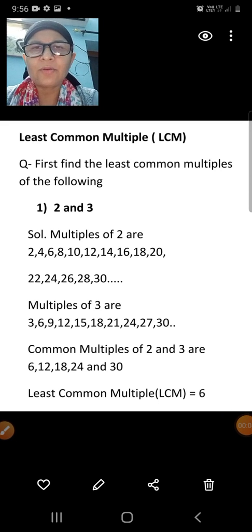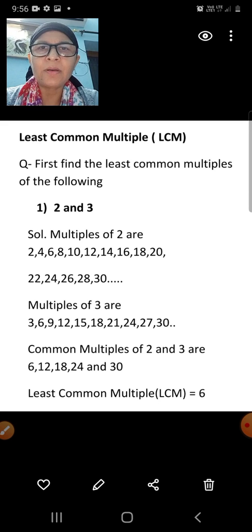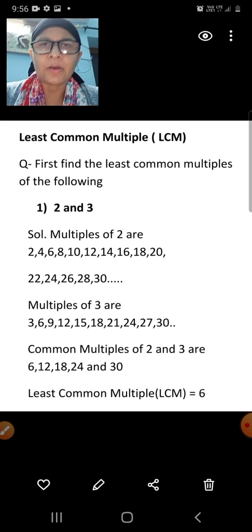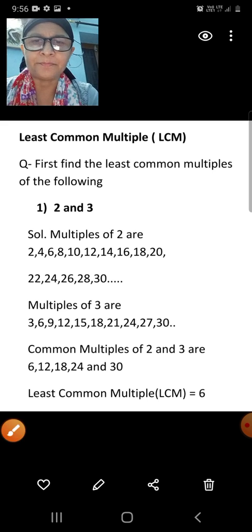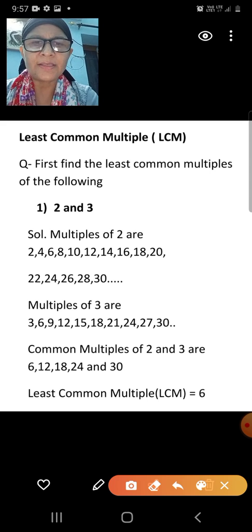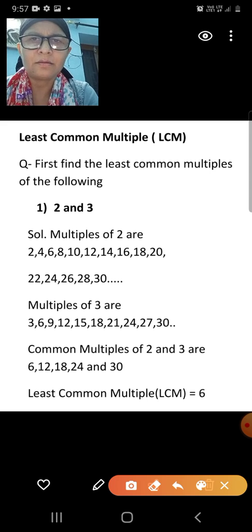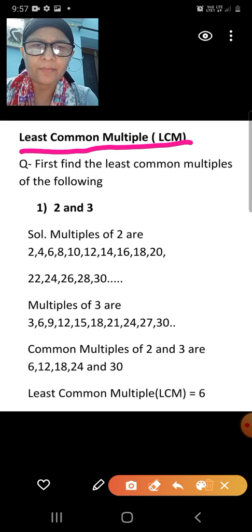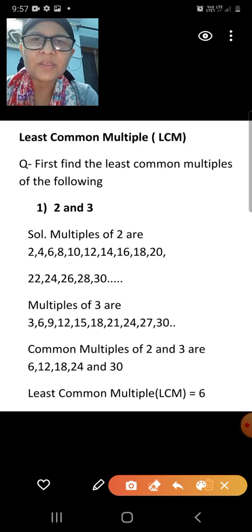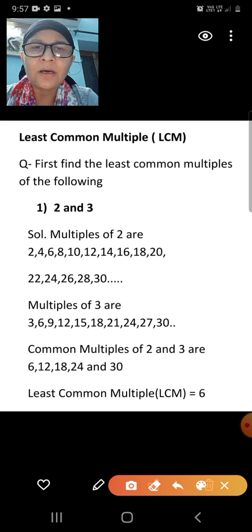Today we are going to learn least common multiple, which is also called lowest common multiple or LCM. So here you can see it is written here, least common multiple. Okay. So first of all we will find the multiples of the given numbers.